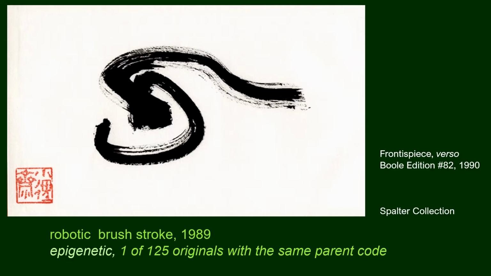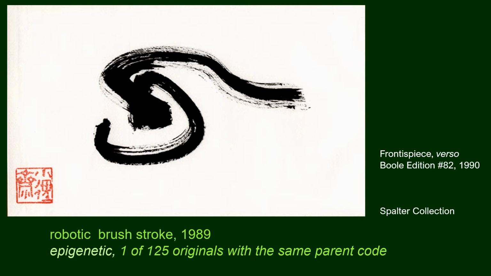Now this is an image of the frontispiece out of an edition that I did in honor of George Boole. And this is a robotic brushstroke. It's made pretty much like what you saw in a preview here today. And I call it epigenetic. And for those of you who are interested, you can find my essay on epigenetic art, software as genotype. It's on my website, and it's also published in Leonardo. I think it's the first time anyone looked for the biological analogs to computer code.